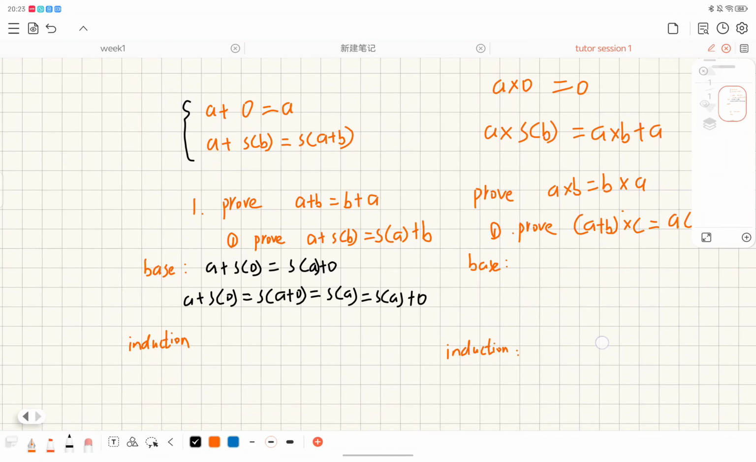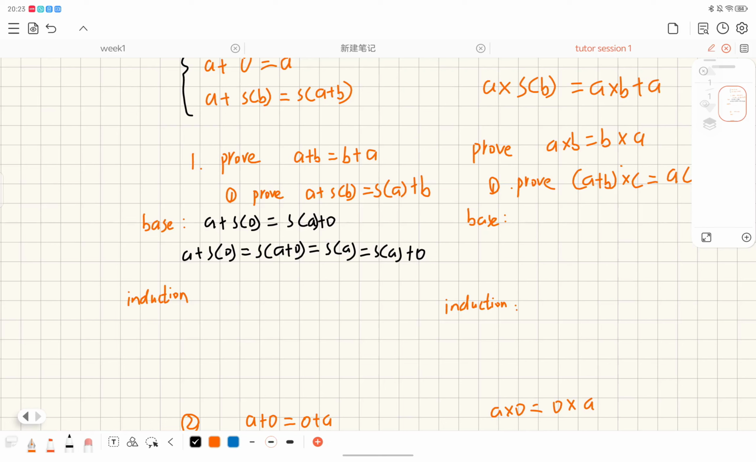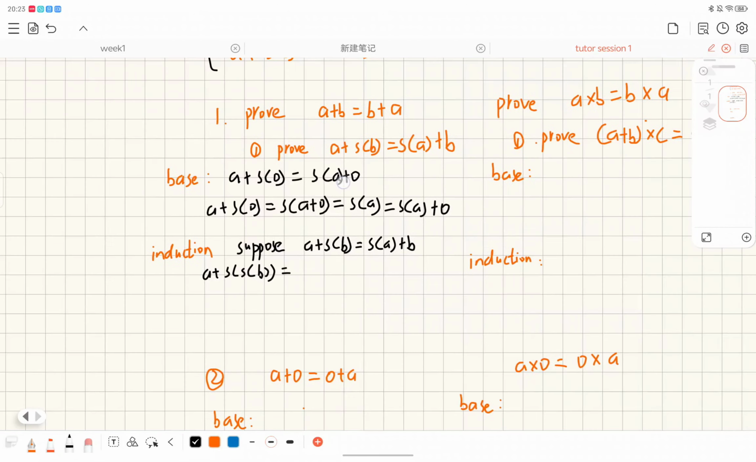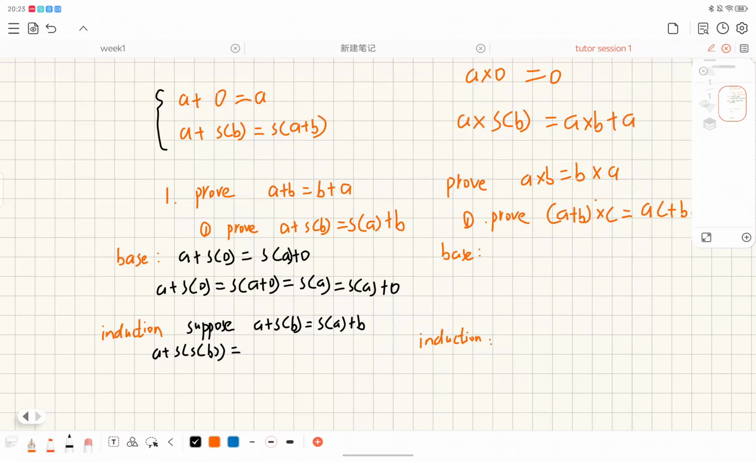How can we do the induction? What is our induction hypothesis? Here it is. Suppose we know that a plus sb equals sa plus b. Then what about a plus ssb? Again, I want to use the definition of plus, so we can change this one to s(a plus sb).